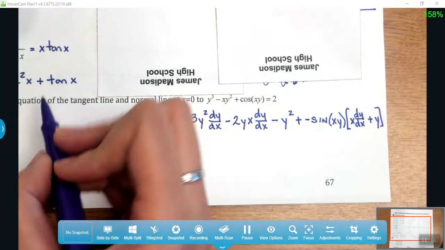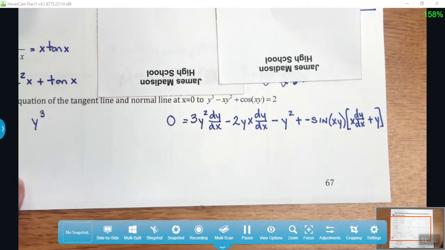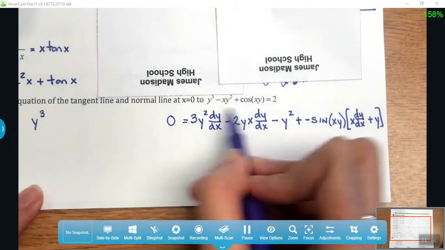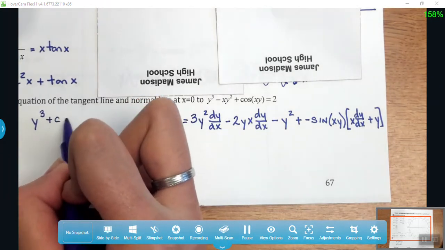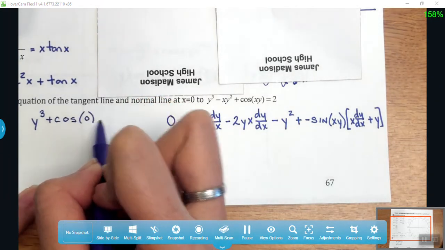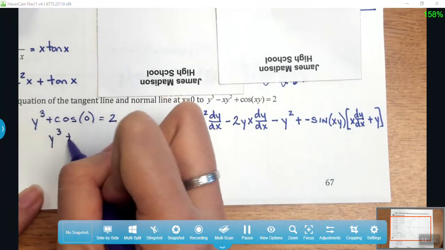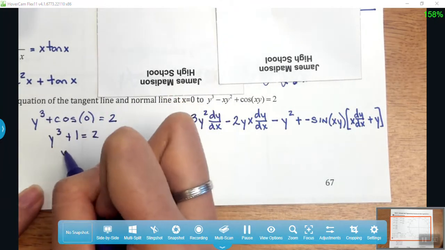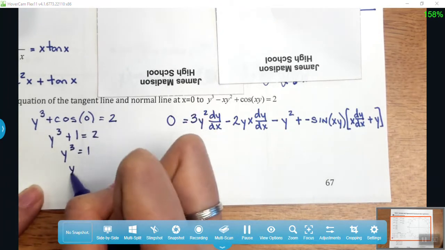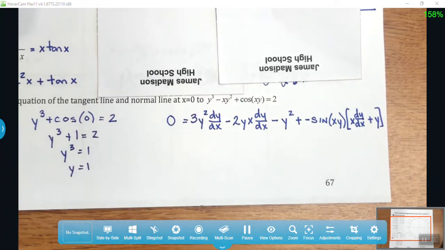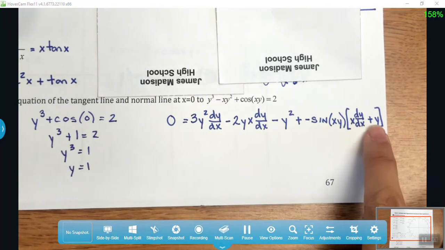0 goes into the original. So we get y cubed minus 0 plus cosine of 0 equals 2. So y cubed plus 1 equals 2. Y equals 1, yeah. Okay, now we can plug in 0 and 1 in here.